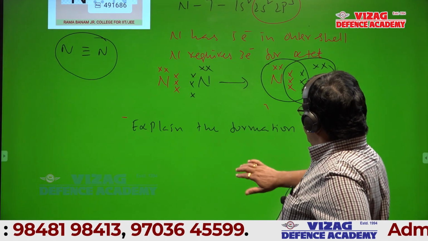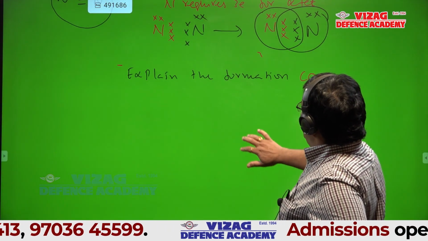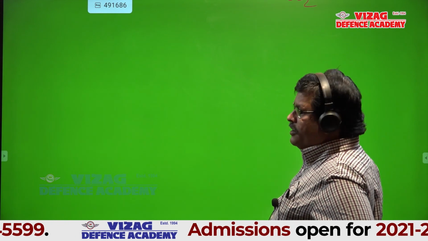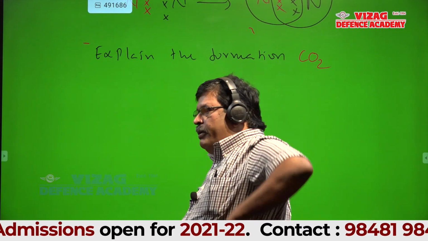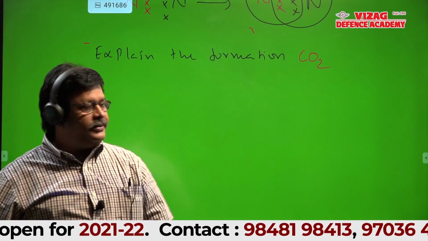So what is the thing required? You should know how many electrons are required for carbon and how many electrons are required for oxygen, and how many are contributed by carbon and how many are contributed by oxygen.